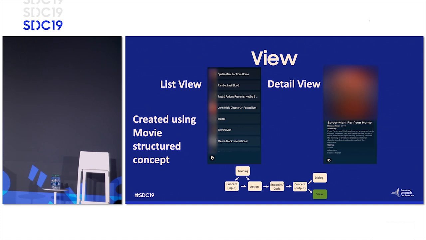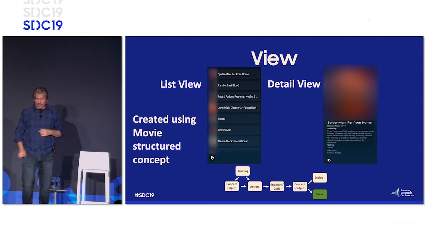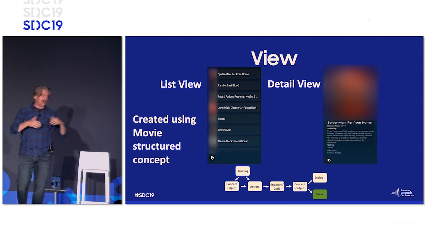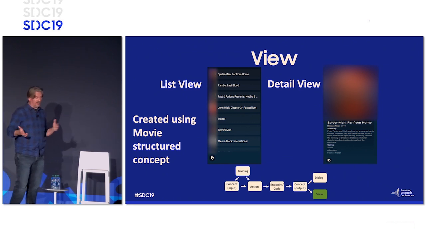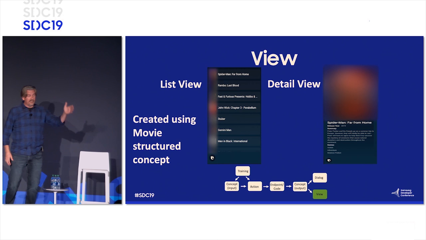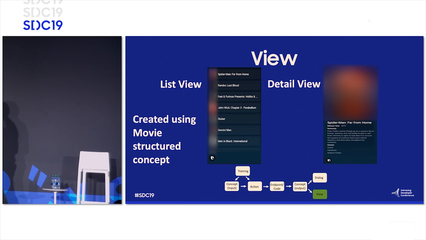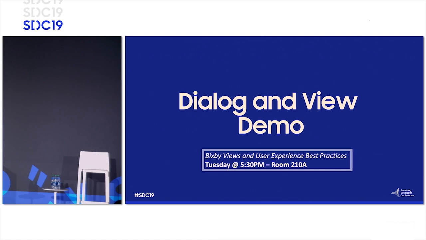Okay, the view, and really you saw two views. So one was that list view, so that was a list of all those movies. And then the other one was a detailed view. So I clicked in one, or they could have spoken the name of it, and went through, and you saw the poster and the description and the release date and the genres, et cetera. So both of those were created using that movie structured concept. In the first case, it's an array of movies, and in the second case, it's an individual movie. Okay, so let's jump into the Bixby Studio and look at the dialogue and views.